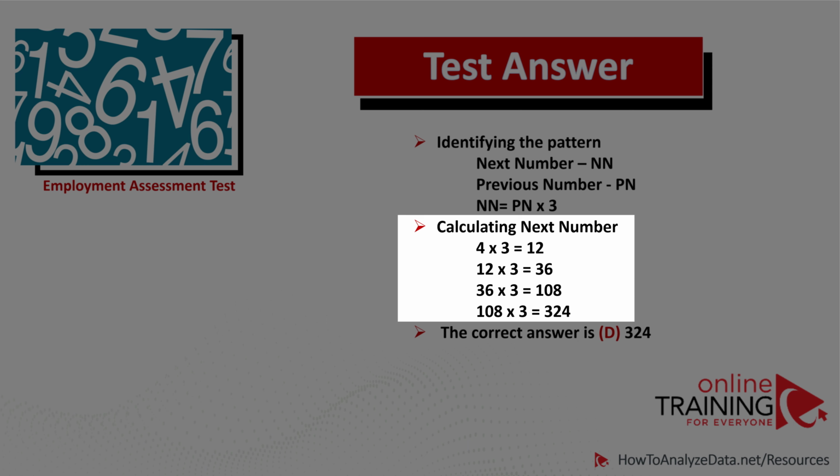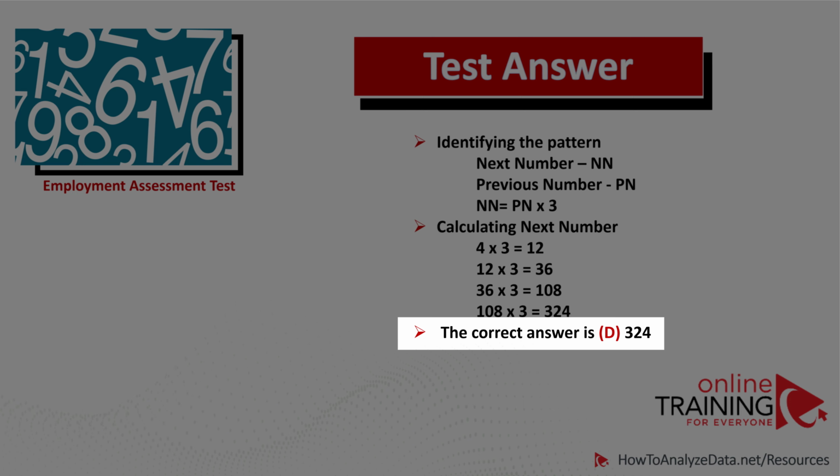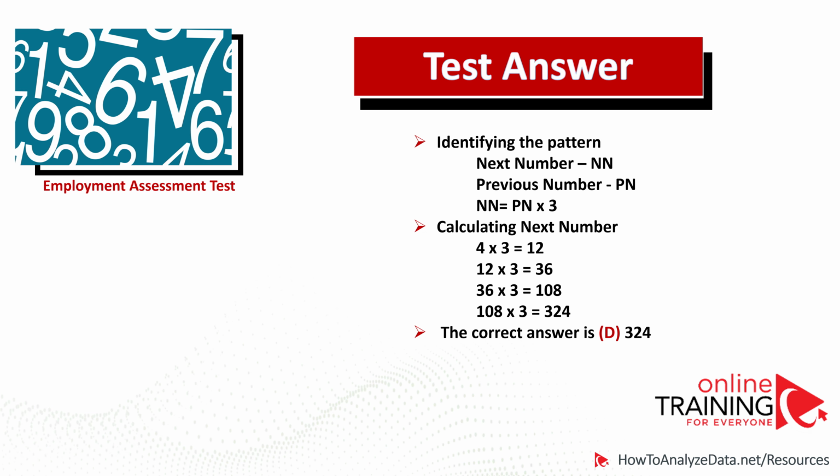4 is the first number in the pattern, and 4 multiplied by 3 is 12. 12 times 3 is 36. 36 times 3 is 108. 108 times 3 is 324, which is the final missing number in the pattern. So the correct solution here is choice D, 324. Hopefully you've got this question right.